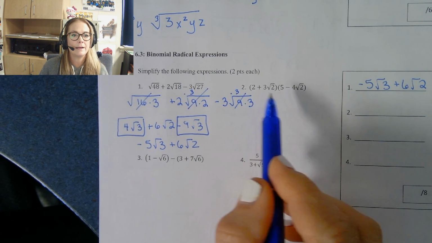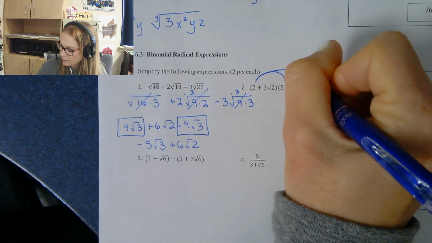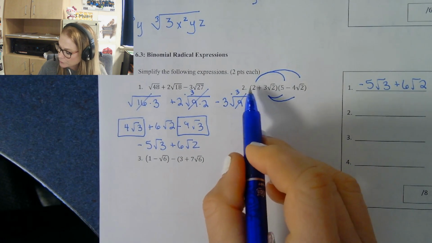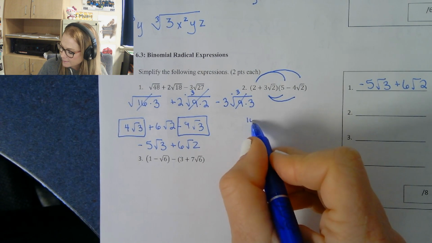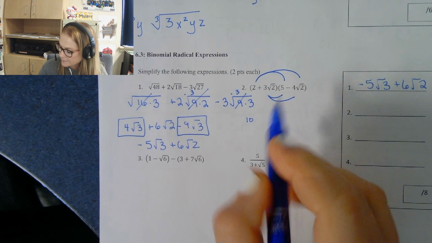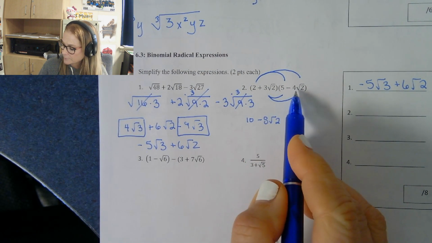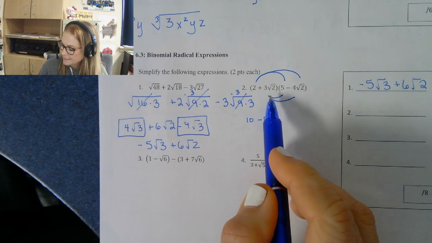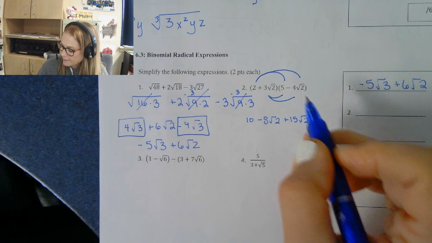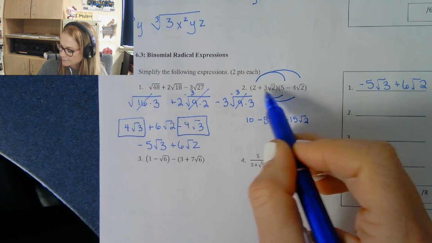This next one is a binomial times a binomial, so this is going to be a foiling situation. F-O-I-L. All right, so foiling, 2 times 5 is 10. 2 times negative 4 root 2. So outside the radical, that's negative 8 root 2. So the 2 multiplies with the 4, they're considered outside the radical. Inside with inside, that's plus 15 root 2. Okay, so just 5 times 3 is 15. Those are outside, and then root 2.